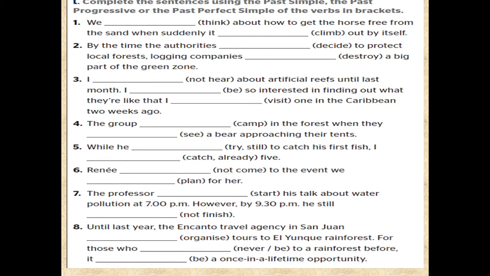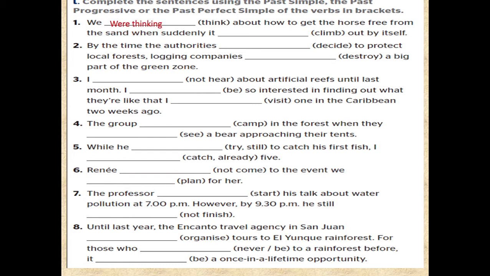Exercise C. Complete the sentences using the past simple, the past progressive, or the past perfect simple of the verb in brackets. Pause the video and present your own answers, then come back to me to check your answers together. Have you finished? Okay. Number 1.